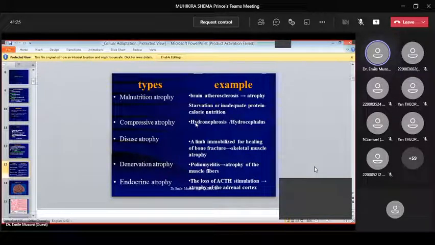Compressive atrophy like hydronephrosis, hydrocephalus. This is excessive accumulation of fluid in the kidney, and excessive accumulation of fluid in the brain. Disuse atrophy, like a limb immobilized for healing of a bone fracture, there will be skeletal muscle atrophy. Denervation like in case of poliomyelitis. Endocrine, loss of STH stimulation, which I have seen in physiology. There is atrophy of the adrenal cortex.